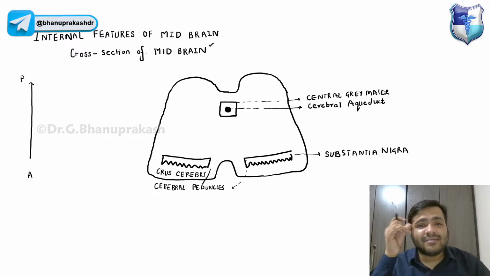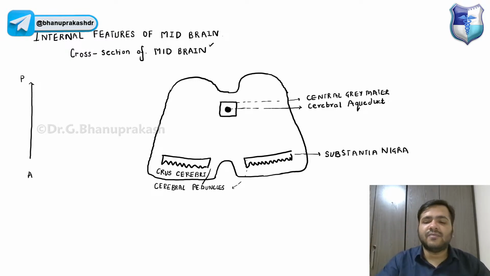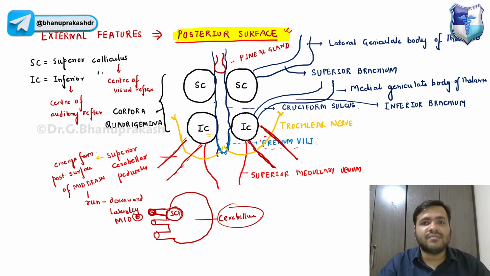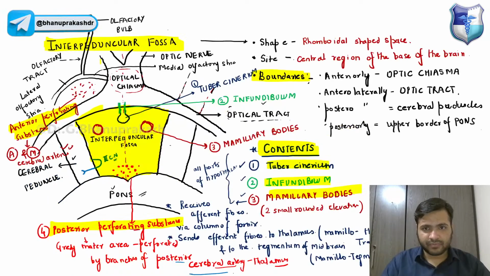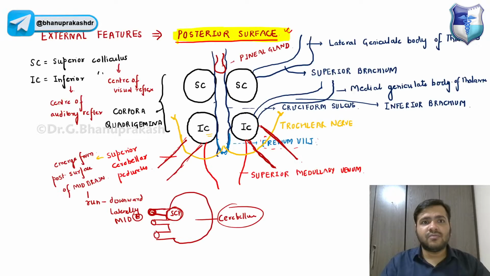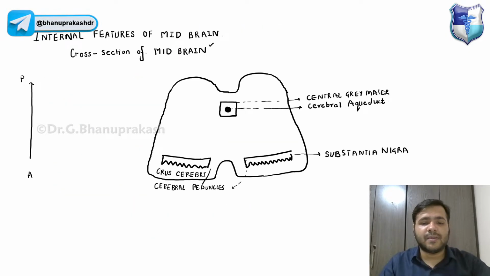Okay, now when I say crus cerebri or cerebral peduncles, we have been discussing this over here also. These are more anteriorly placed, that's why on the anterior surface we can see these cerebral peduncles. Now in the cross section also, we will be able to see these cerebral peduncles. These cerebral peduncles are not the external features of the midbrain, okay, which will join posteriorly. I had told you it goes from front to back, which will join posteriorly.